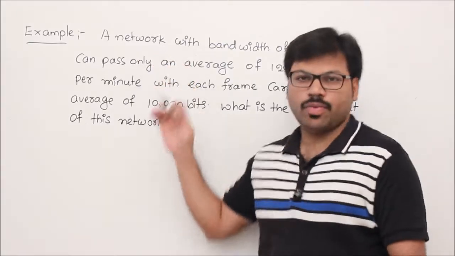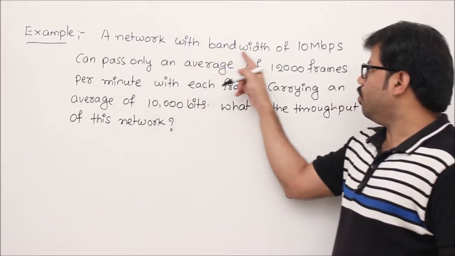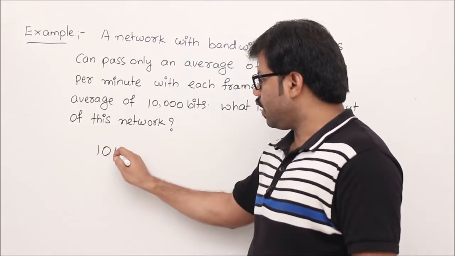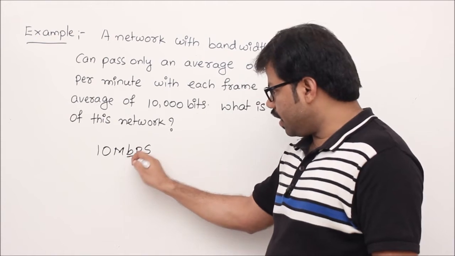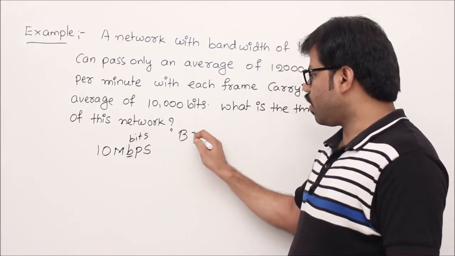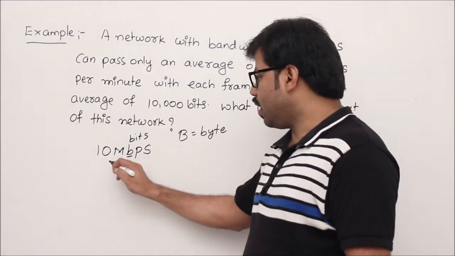Okay, let's see this problem. Stop the video and first of all read the entire question. A network with a bandwidth of 10 Mbps, that means the network's bandwidth is given as 10 Mbps. Whenever a small letter b is used, that refers to bits. If a capital letter B is used, from now onwards remember it's bytes. So here it is megabits.